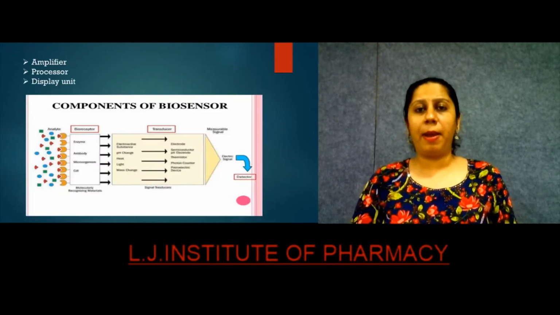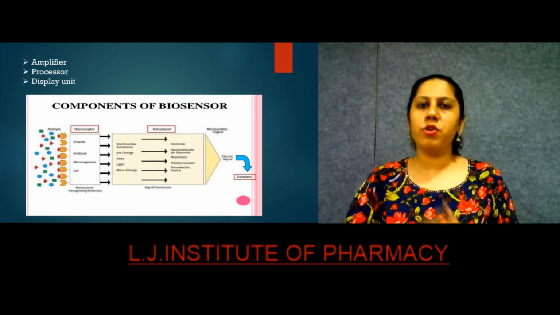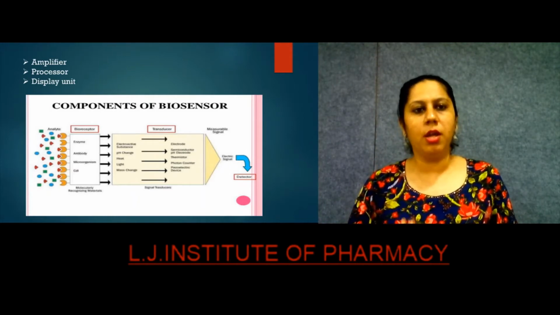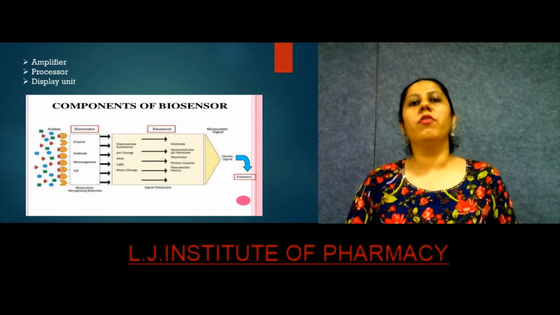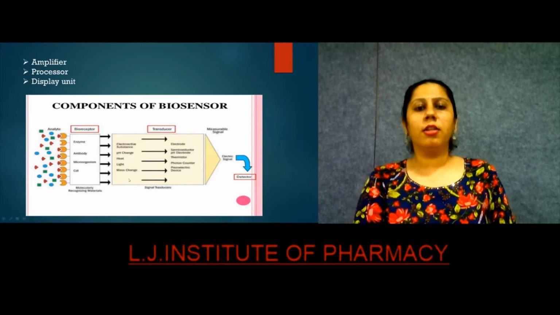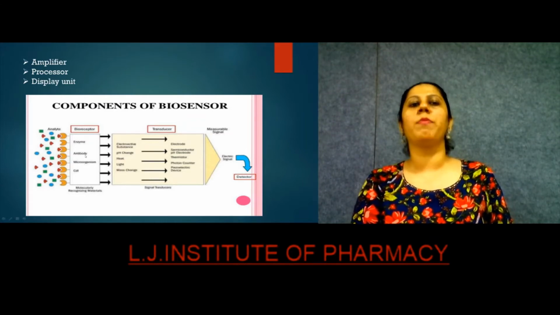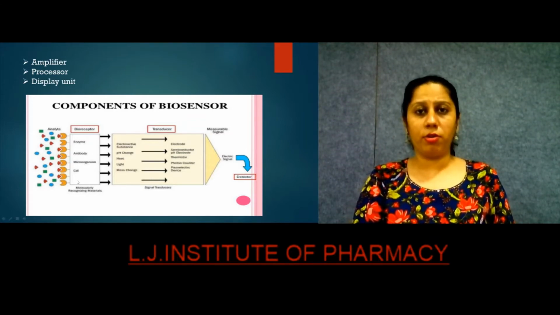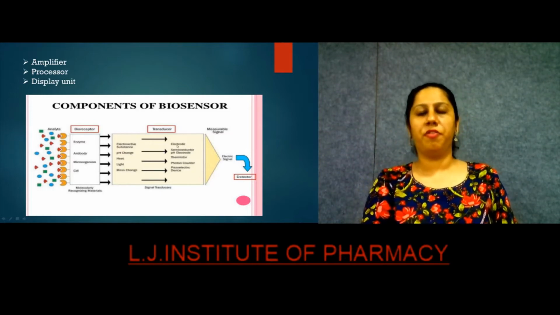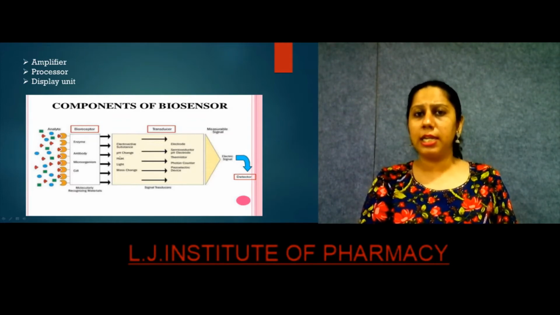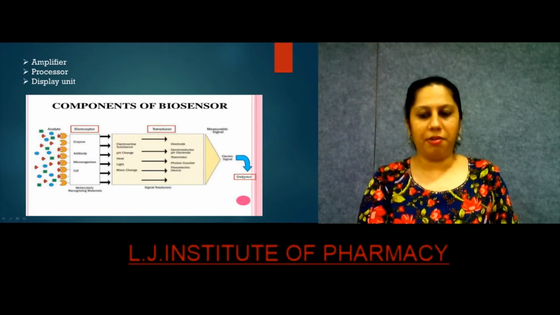You have an amplifier because the signal which is generated is very small, so you require an amplifier to amplify the signal large enough to be measured. Then you have a processor which will process the signal, and finally you have the display unit on which the signal will be displayed. Here you can see the components of the biosensor. The analyte interacts specifically with the bioreceptor, which may be an enzyme, antibody, microorganism, or cell. The transducer converts the signal from one form to another based on different principles, such as pH change, heat, light, or mass change, etc. And the signal is finally sent to the detector.